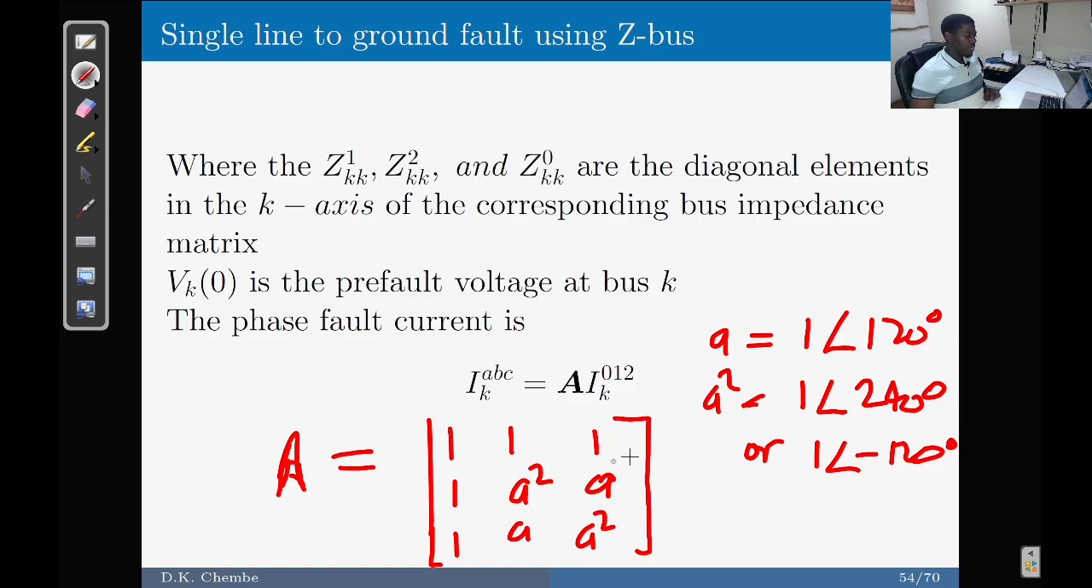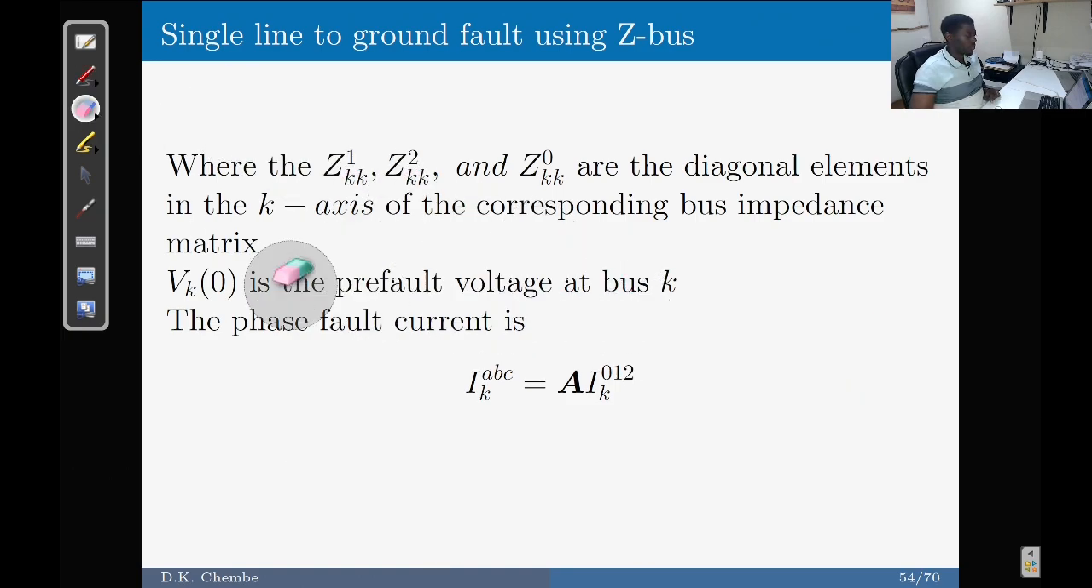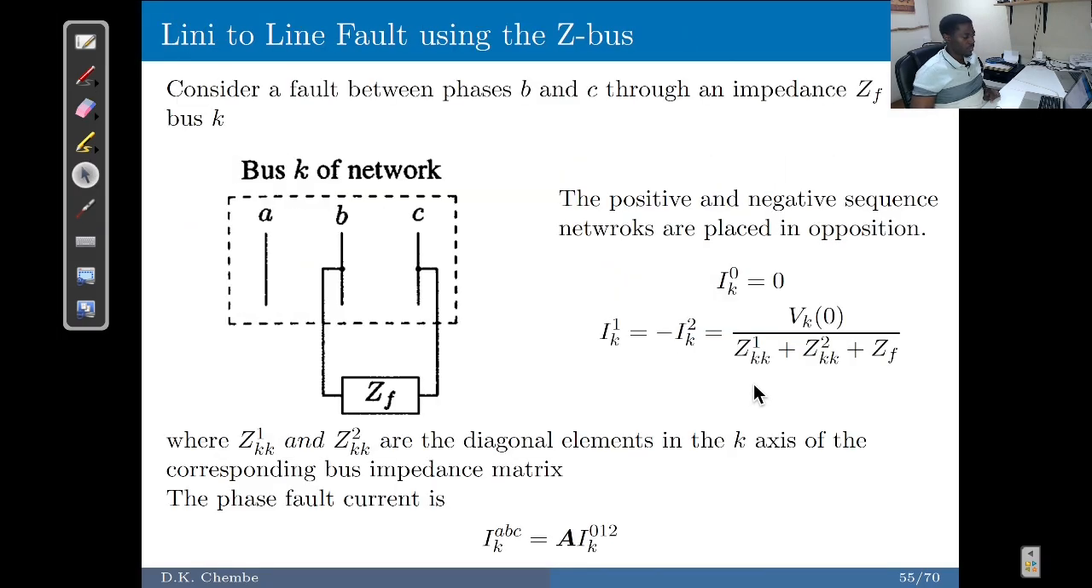Okay, so this is what we have. This is our A here. So I can write it properly. That's our A. And this is the zero sequence, positive sequence, negative sequence.